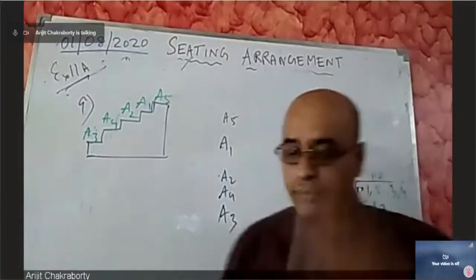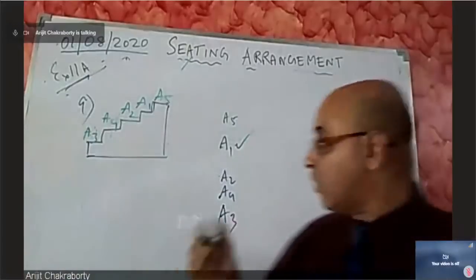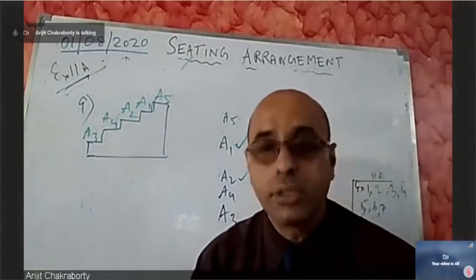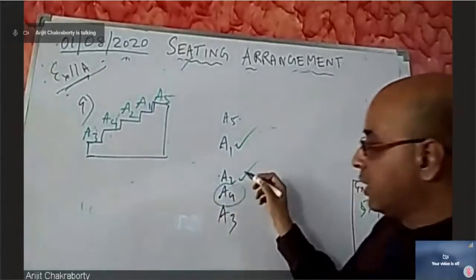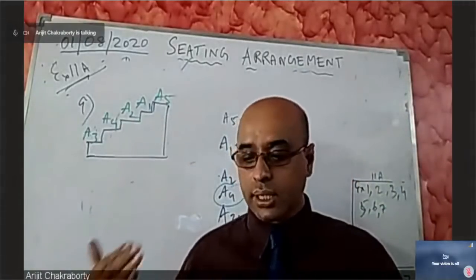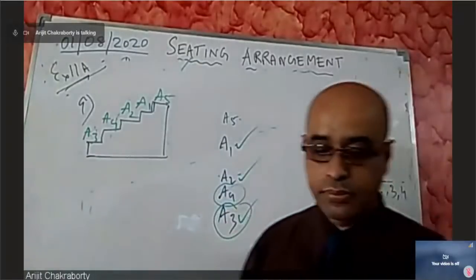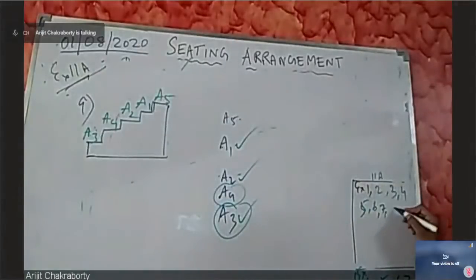So A5 is above A1, we have done it. A2 is under A1, A2 is below A1, we have satisfied. A4 is between A2 and A3, A4 is sandwiched between A2 and A3. We have done it. So the question is, who is at the lowest position of the stair? The answer is A3. So we have done number 9.